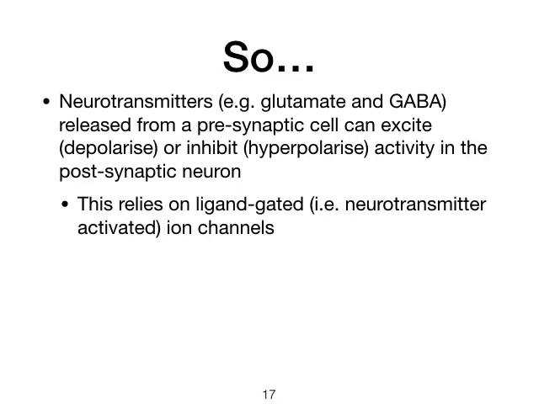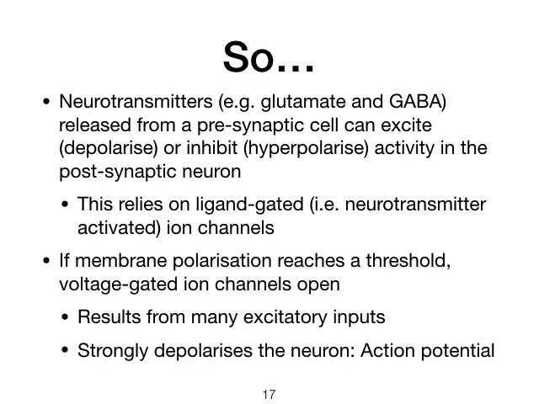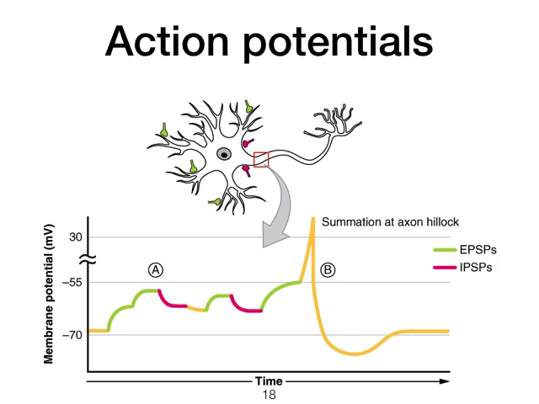So, to summarize, neurotransmitters, primarily GABA and glutamate, released from a presynaptic neuron, can excite, or depolarize, or inhibit, hyperpolarize, activity in the postsynaptic neuron. This relies on ligand-gated ion channels, that is, neurotransmitter-activated ion channels. If the membrane polarization reaches a particular threshold, then voltage-gated ion channels open. This results from having many excitatory inputs coming in a short period of time. This will then strongly depolarize the neuron, producing an action potential. Once the action potential has been triggered, it travels from the input end, the dendritic tree end of the neuron, down the axon to the output end of the neuron, which will then synapse with the dendrites of another bunch of neurons.